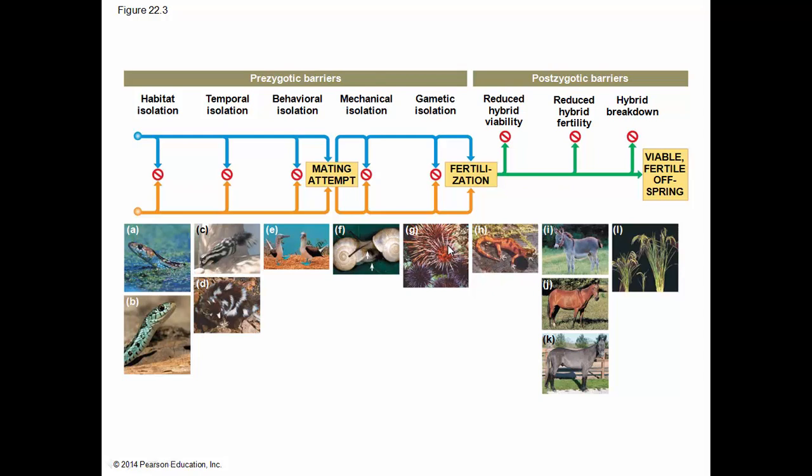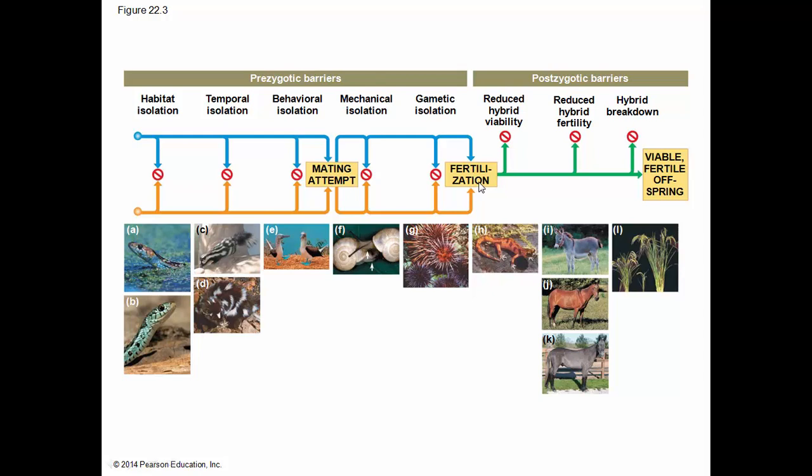Okay, gametic isolation is like what happens. It can happen between any species that are dissimilar. In this case, it shows two different types of sea urchins, and they spawn at the same time. They have the same mechanical mechanism, but the gametes do not fertilize. So the gametic isolation prevents fertilization.